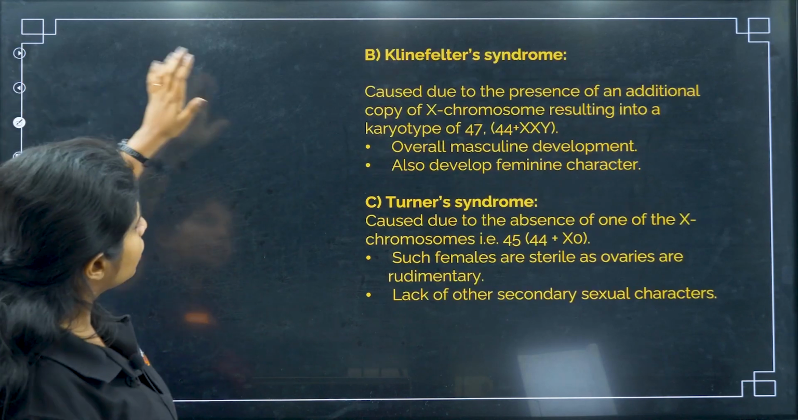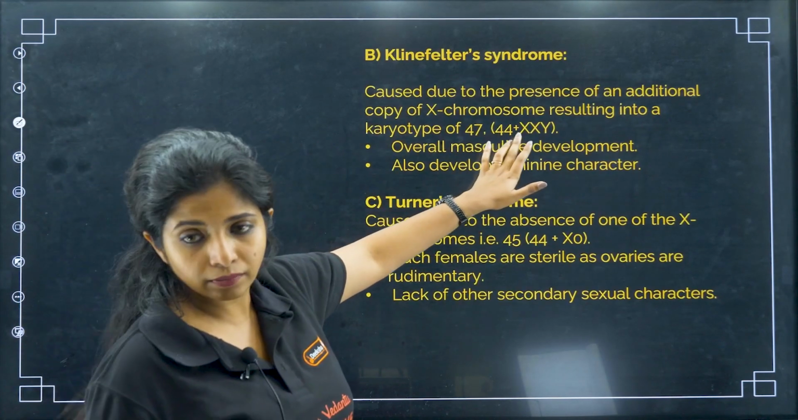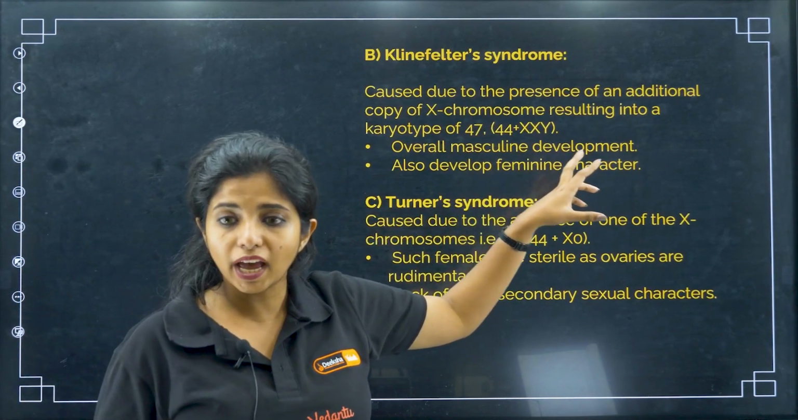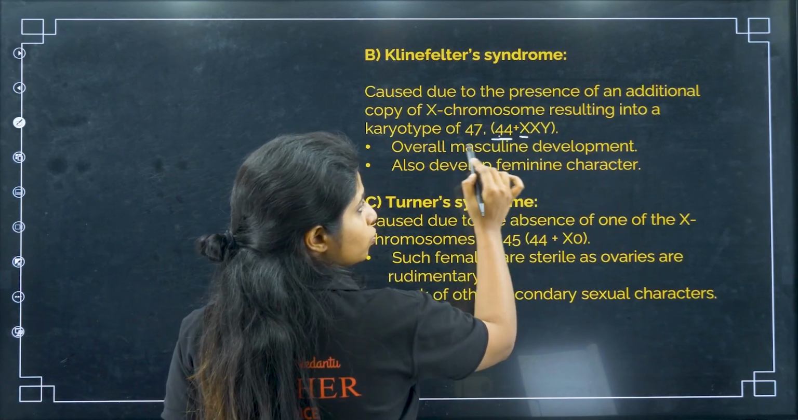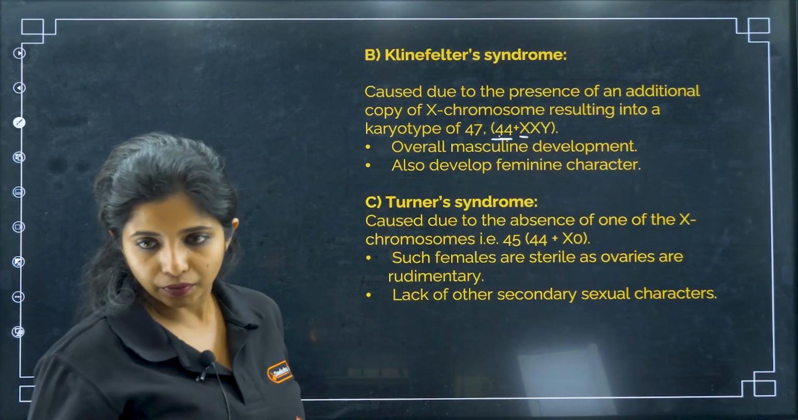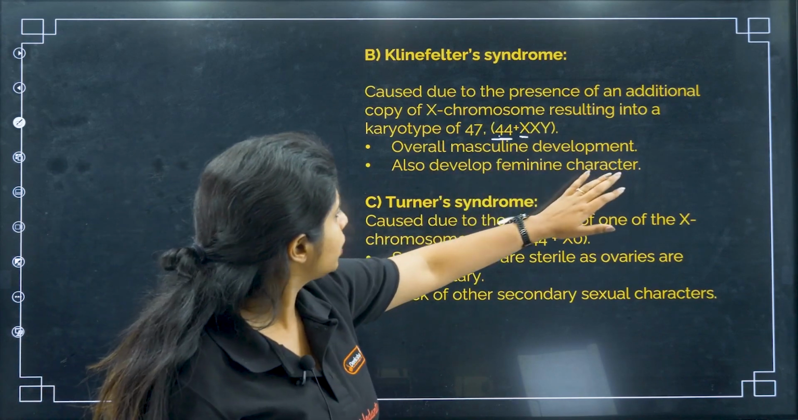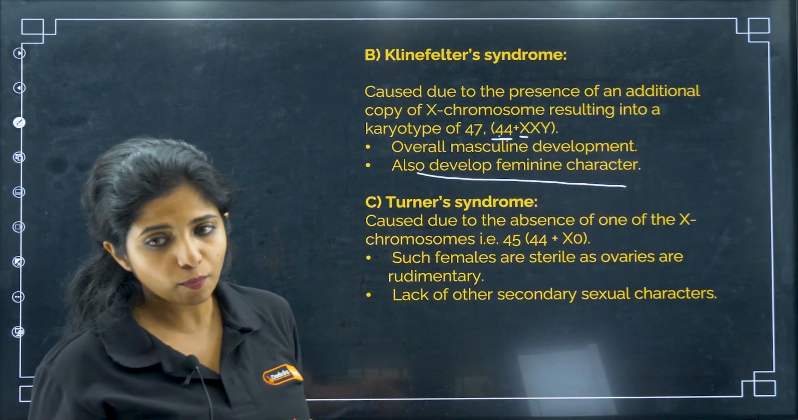I told you already. You can write this, Klinefelter's. So 47. In Klinefelter's, my dear children, what happens is that one extra X chromosome is there. So you get 44, that is autosomes, plus XXY, that is 47. Overall there is masculine development, but also feminine characters develop, that is gynecomastia and everything.